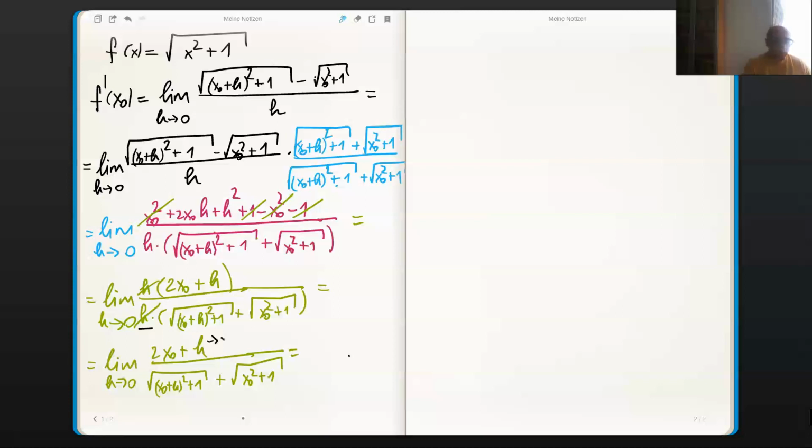So if this one is becoming 0 and this one is becoming 0 as well, we're going to have 2xo in the numerator and twice the same square root in the denominator, which means we're having 2 times the square root of xo squared plus 1. We can cancel it, so the outcome is xo divided over the square root of xo squared plus 1. That's the result.